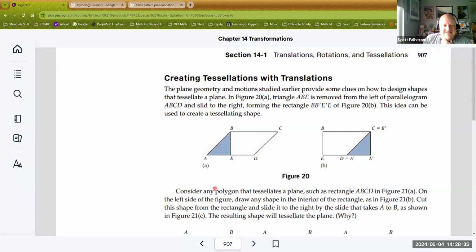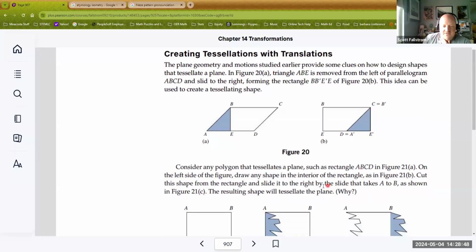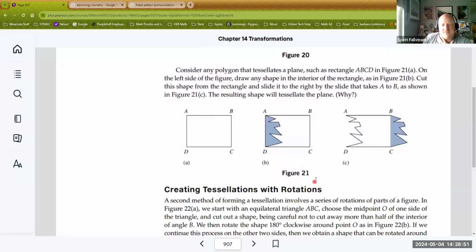So we're going to try to do something like this one in class together, but it's about creating tessellations with translations. Any polygon that tessellates the plane, like a rectangle, draw any shape, cut this shape and do some work to it. What they're trying to show you is you can take one side, do a weird image here, and then translate it to the other side. It's guaranteed that this little piece will fit over here because it's an isometry. So when you start thinking of cutting the pieces out, this is one way to think of it.